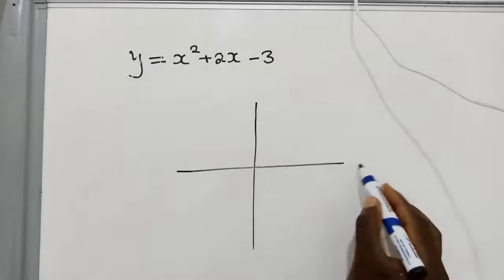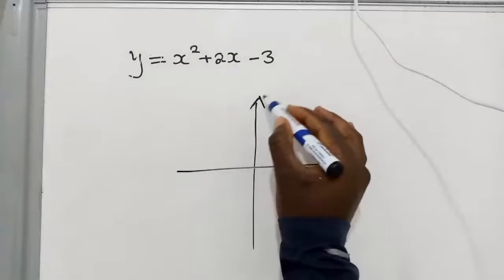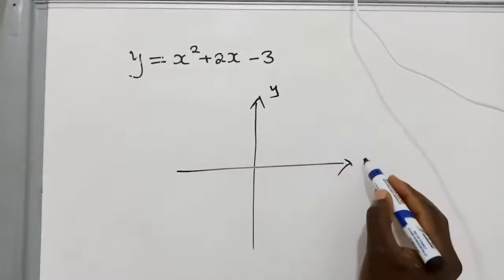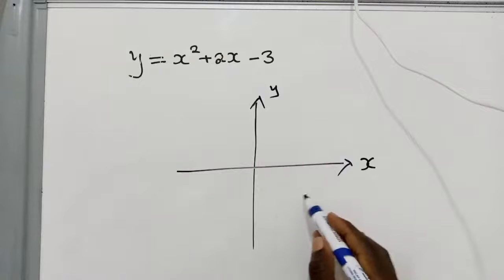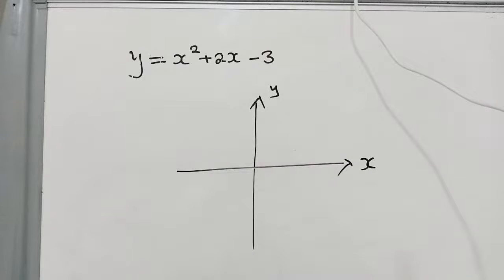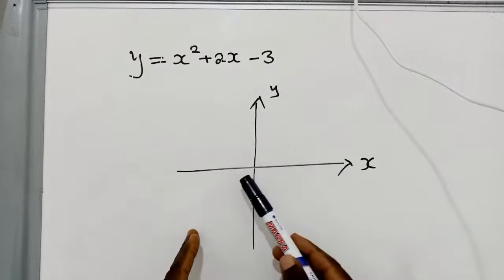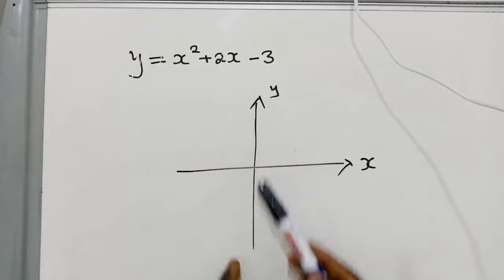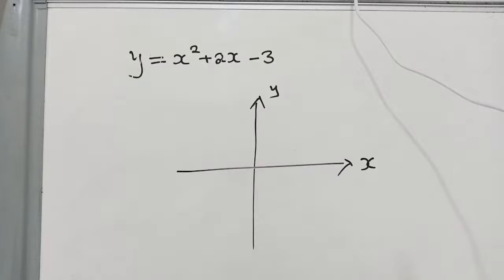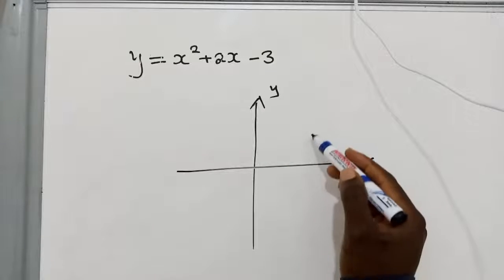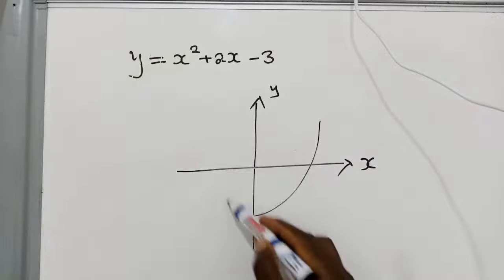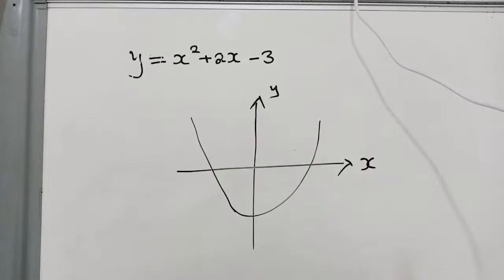So you have a Cartesian plane like this. This is the Y-axis and this is the X-axis, okay? So when graphing, you basically need to know where this graph is cutting the X-axis, and also the Y-axis. So for the X-axis, we call it the X-intercept.